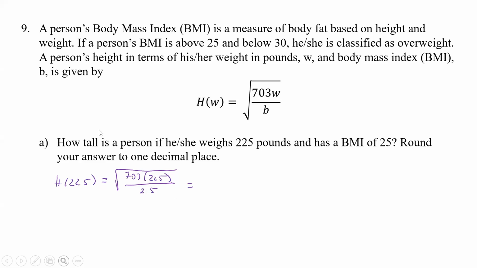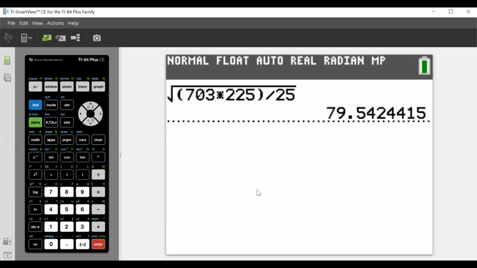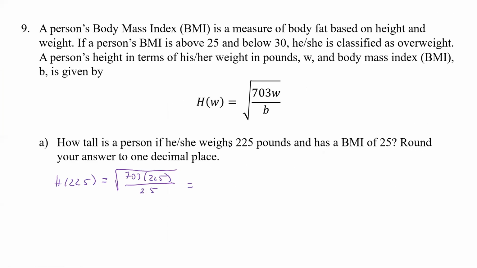let's clear this off so we can start from scratch. We want to take the square root of, and now we're going to take 703 times 225 divided by our BMI, which they said was 25, and so 79.54, and they want it to one decimal place, so this is going to be 79.5, and in this case it says it's in inches.